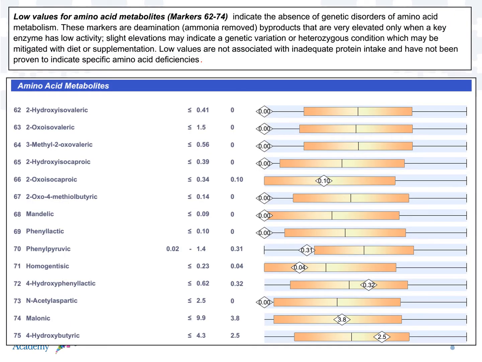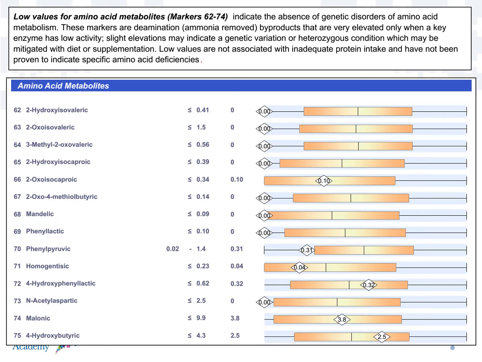So here is a typical screenshot or section on an organic acid test. This comes from Great Plains Lab. And it's not uncommon, in fact, it's most common to find values that are low, so they register as zeros. All of these markers are linked to what are called inborn errors of metabolism. These are genetic disorders that are only significant when the values are elevated.